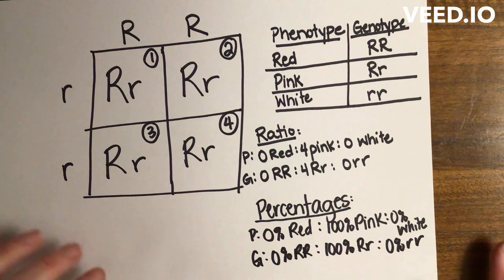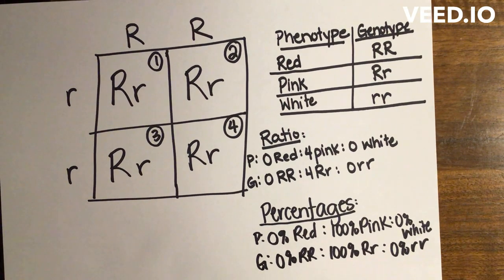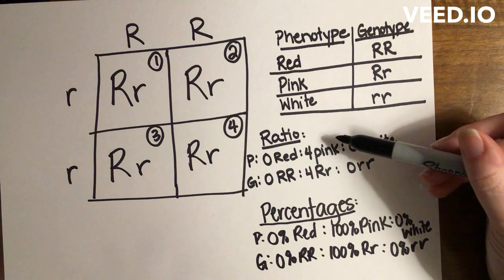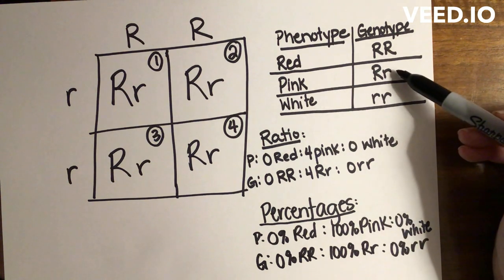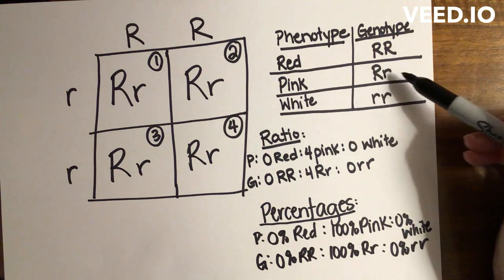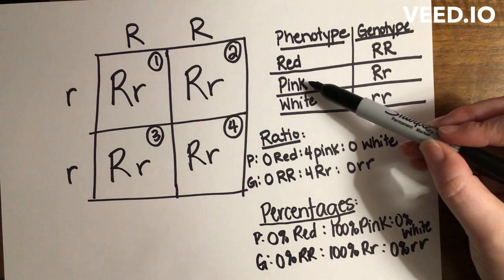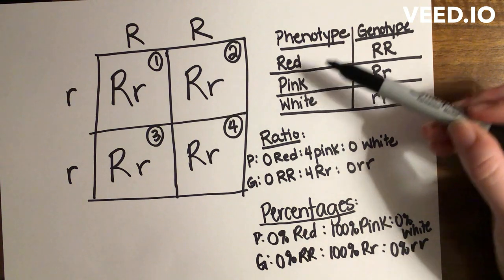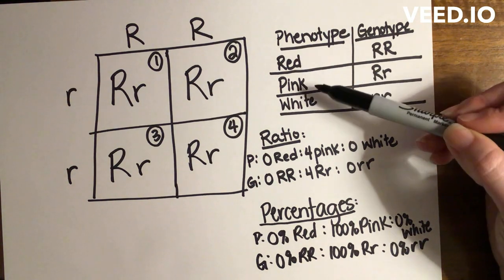Okay, so again, you're completing it the exact same way. The only difference now is that the heterozygous, the two different alleles, are coding for a new phenotype, which is a mixing between the dominant and the recessive.